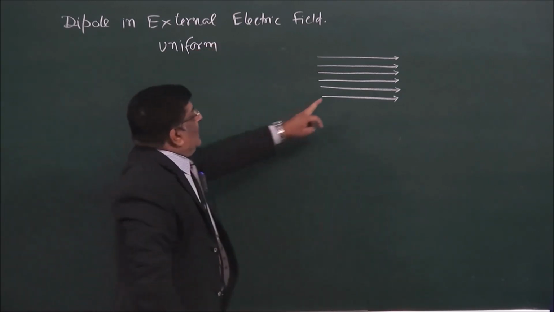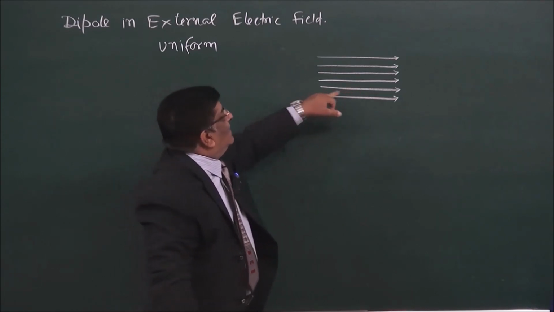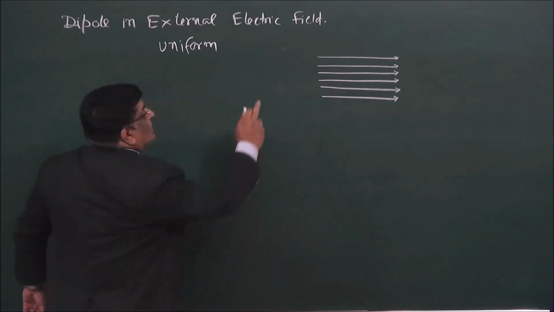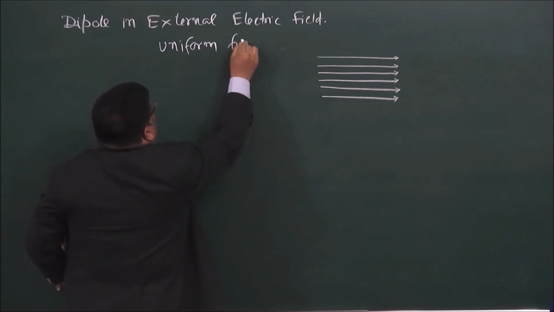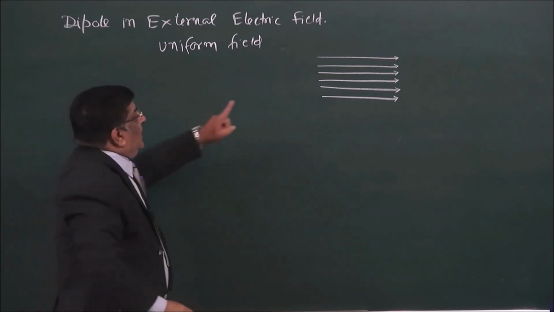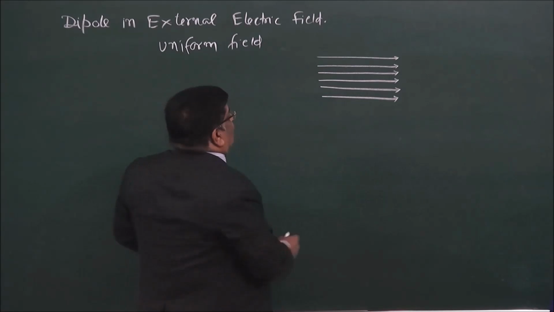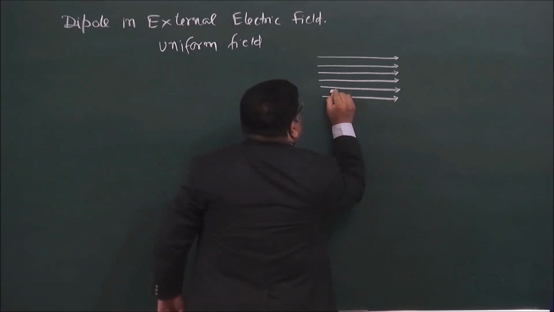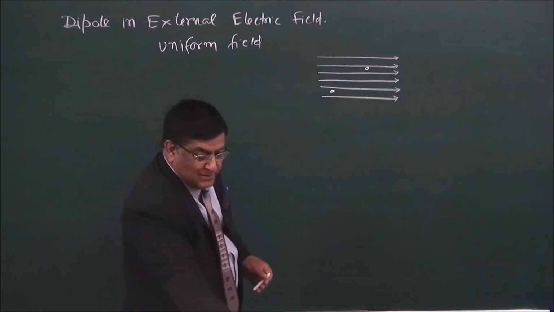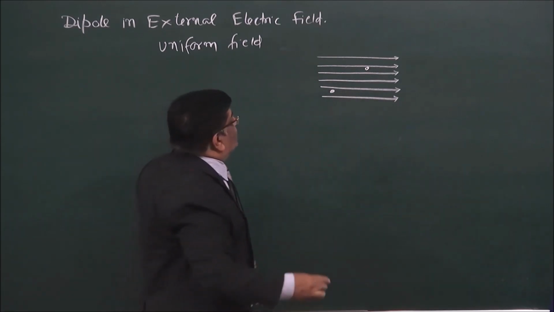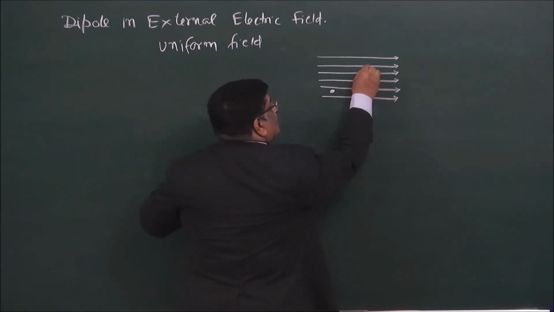Uniform means at every point the strength of the electric field is the same and the direction of the electric field is also the same. This is known as a uniform electric field. We are placing a dipole here. The dipole has two charges. Let us say these are the two charges, and at any given time the direction of the dipole is like this.